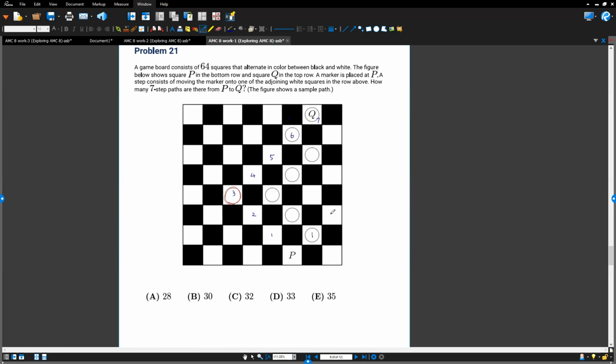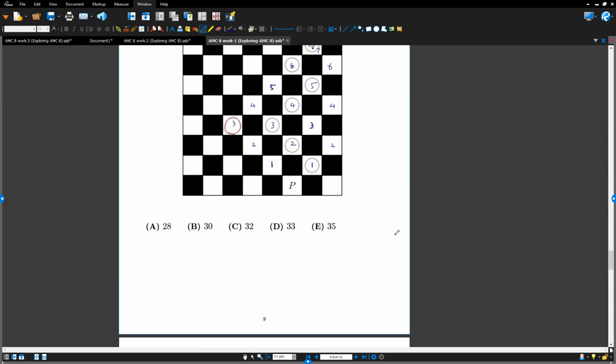This is 1, 2, 3, 4, 5, 6, 7, or 1, 2, 3, 4, 5, 6, 7 is okay. 1, 2, 3, 4, 5, 6, 7. So this number is 1, 1, this number 2, 2, 2, this number 3, 3, 3, 4, 4, 4, 5, 5, 6, 6. You can go anywhere. Wow, how can you find this one?